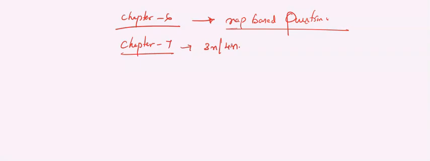Next, what are the conditions required for cotton cultivation? Next, what are the conditions required for wheat cultivation? Next question, very important question. Explain the importance of agriculture in India.